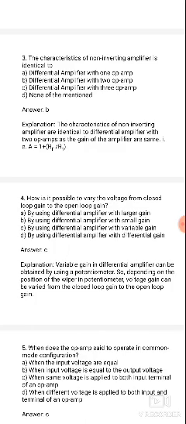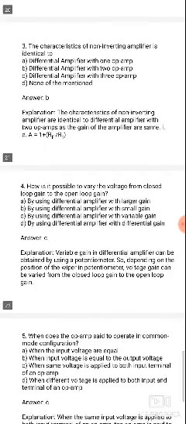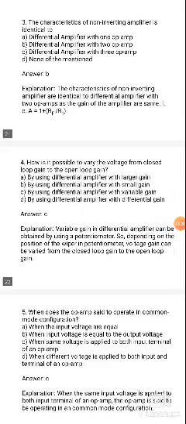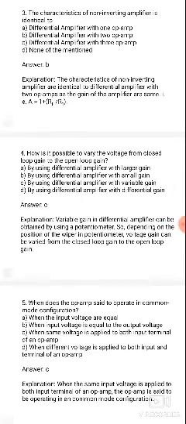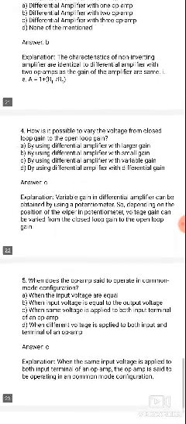The non-inverting gain is A equals 1 plus RF by R1, where RF is the feedback resistor and R1 is the input resistance. That's why the characteristics of the non-inverting amplifier are identical to a differential amplifier with 2 op amps, and the gain is the same.